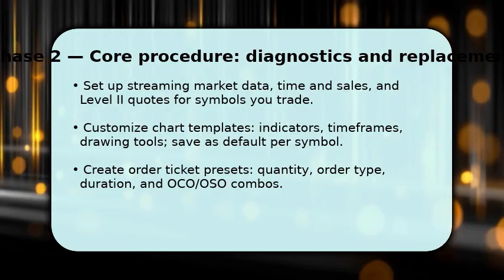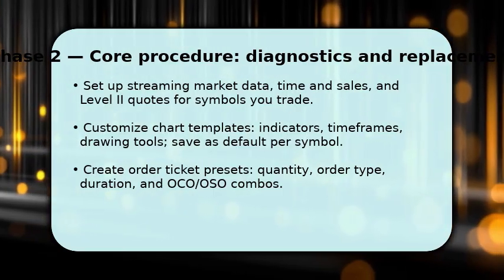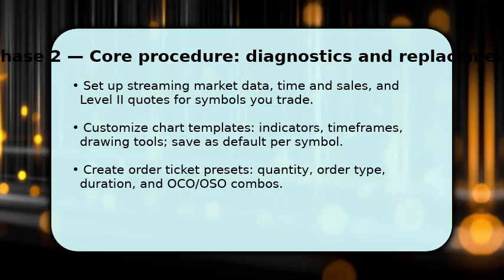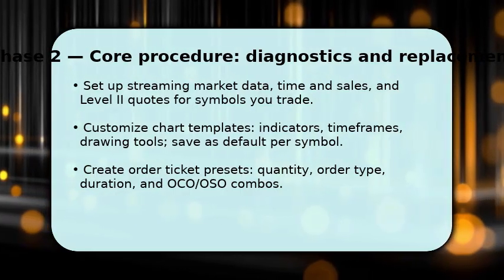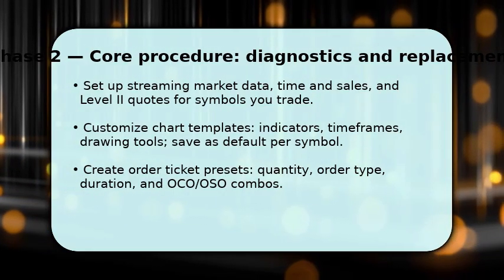This is where speed matters. Enable streaming market data, time and sales, and level 2 quotes for each symbol you trade so you see liquidity and activity versus lagging snapshots.